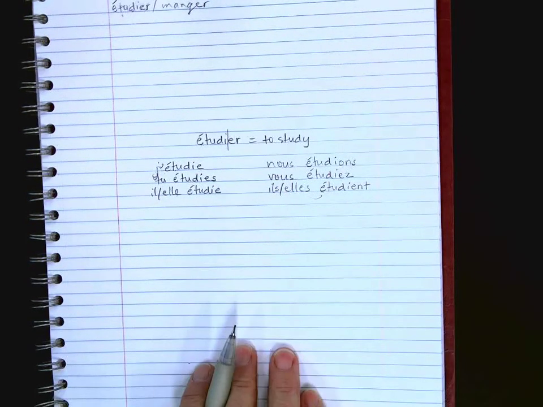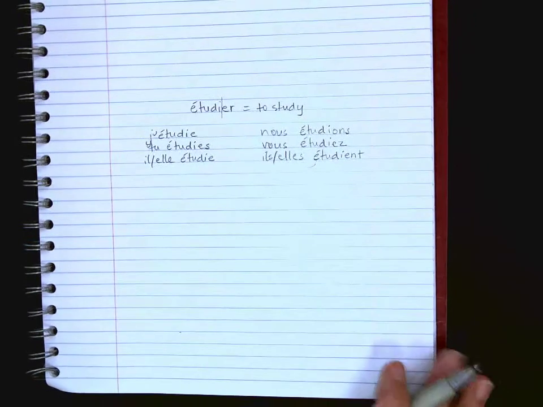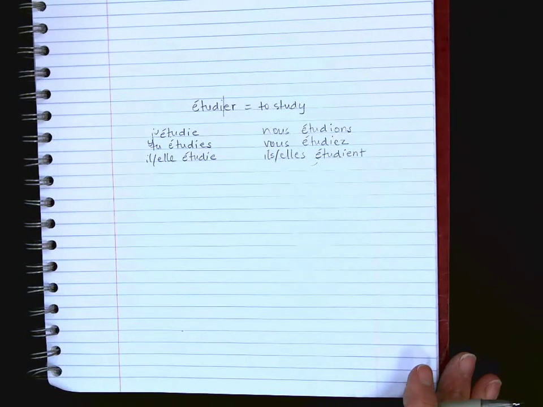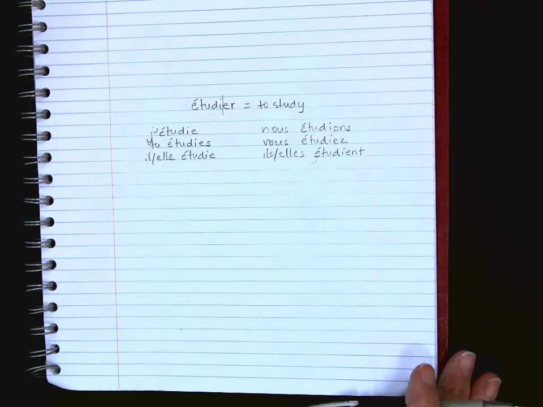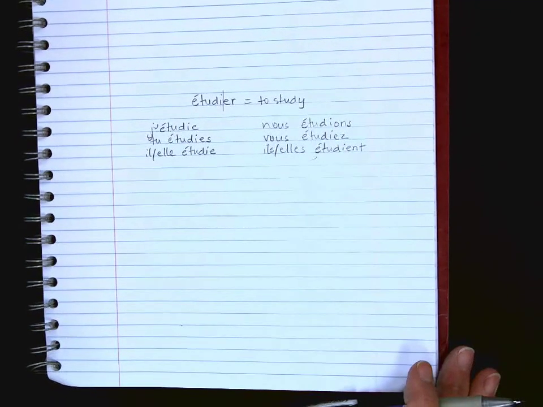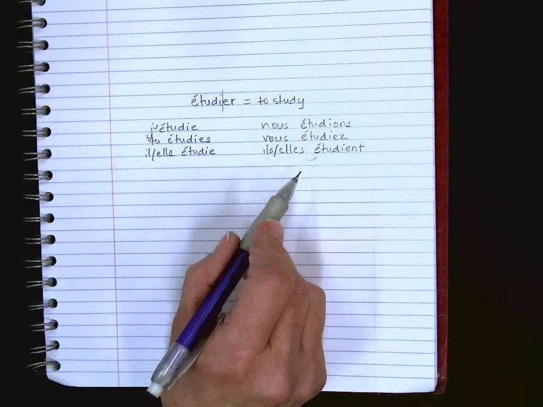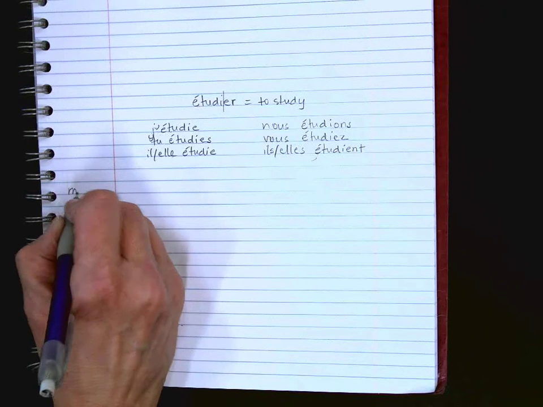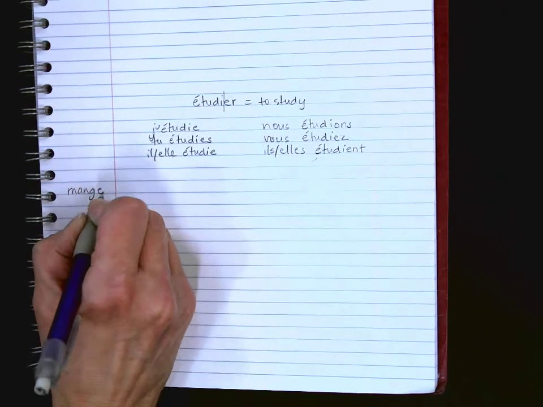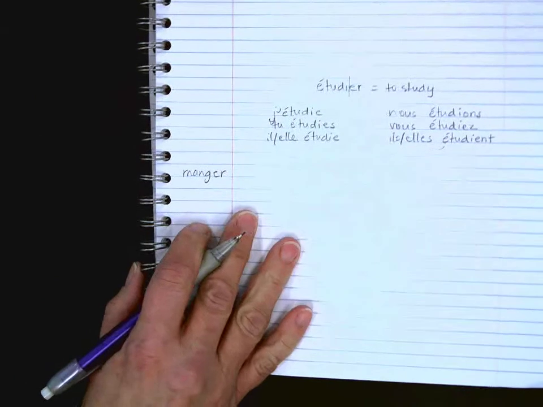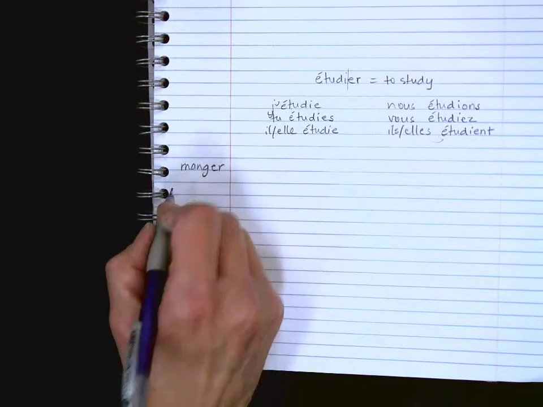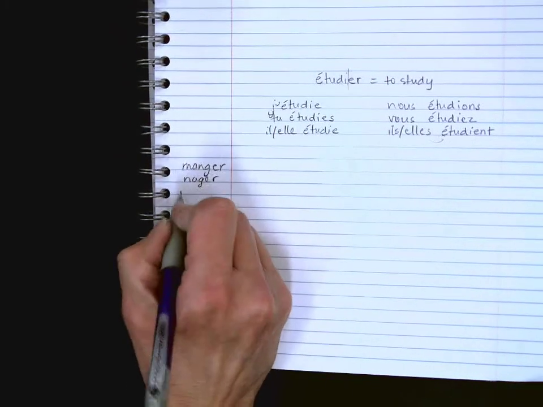I want to go to the next one, which you guys wanted to use, manger, right? You have three verbs that have G-E-R on them. Manger, what's the other one? What are the other ones? There are three. Manger, with the ones that end in G-E-R. Nager, remember? And voyager.